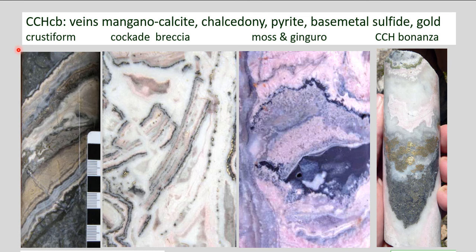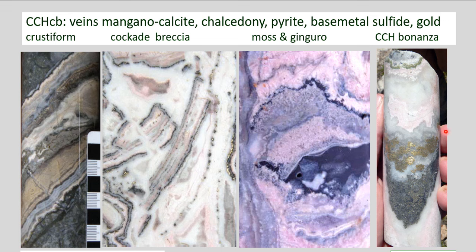So here's a series of photographs of each of those defined zones, so you get a feel for what they look like. So from our model, if I just look at that, what I do is I close my eyes, open my eyes. What do I see first? Crustiform banding, breccia. Oh, that pink one has got moss texture in it, and the one on the right's got all that spectacular gold in it.